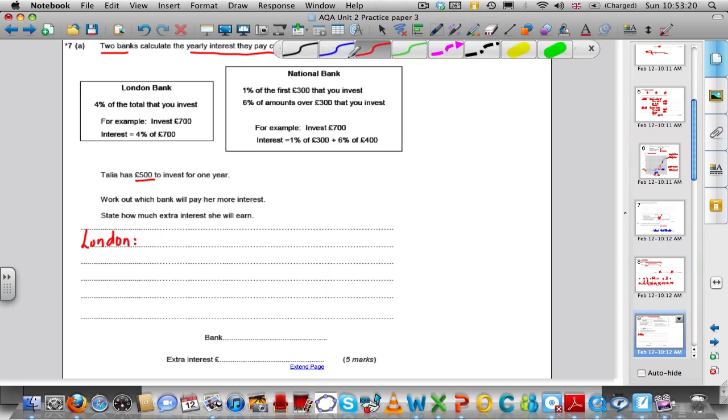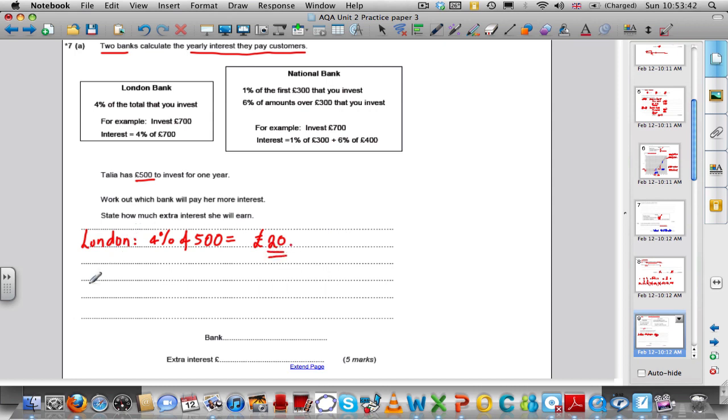So you're trying to work out 4% of 500. Well, you can do that pretty easily in your head. 1% must be 5. So 4% must be 4 times 5, which is £20. So which will pay her more interest? She is earning £20 from the London Bank. That's very straightforward. Go for National Bank now. It's got to be a bit more complicated for 5 marks.